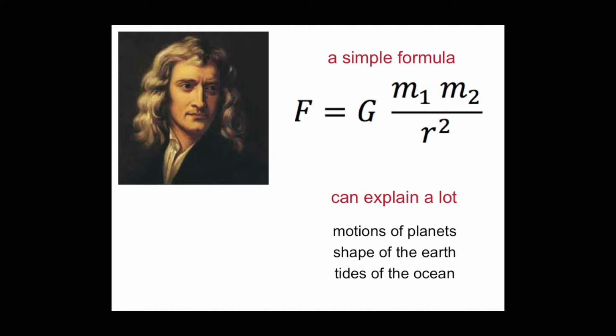And in fact, sometimes very simple equations like Newton here in his law of gravity can have very far-reaching consequences. So this very simple equation explains the motion of the planets across the sky, the shape of the Earth, it's a little fatter around the equator, and tides in the ocean.